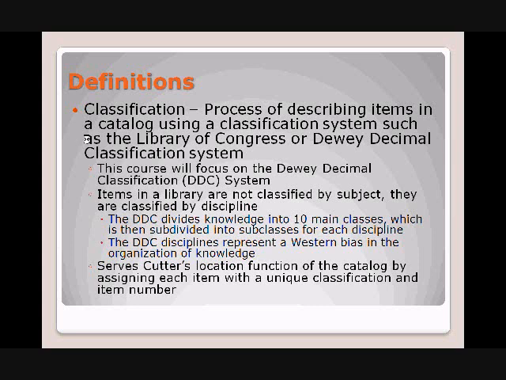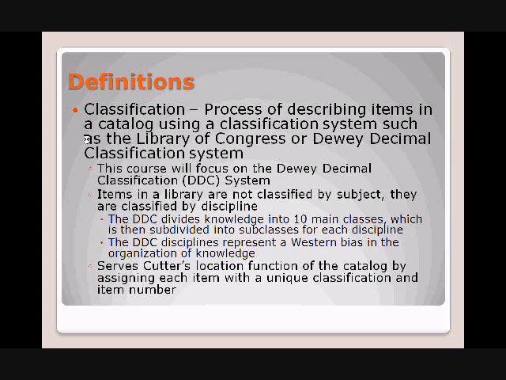They are actually classified by discipline. And the Dewey Decimal Classification divides knowledge into 10 main classes, which is then subdivided into subclasses for each discipline. When you look around the library, particularly in school libraries that are one room, you will see how this classification system works. Typically, you start with philosophy and religion, and then you move from left to right into the history area, and then into the science area, and then into literature, and then sports and recreation.